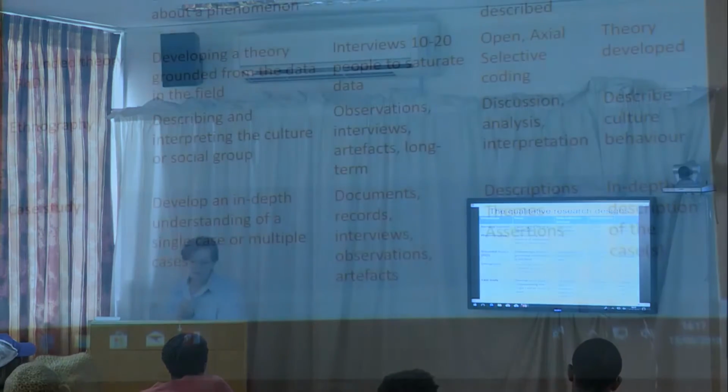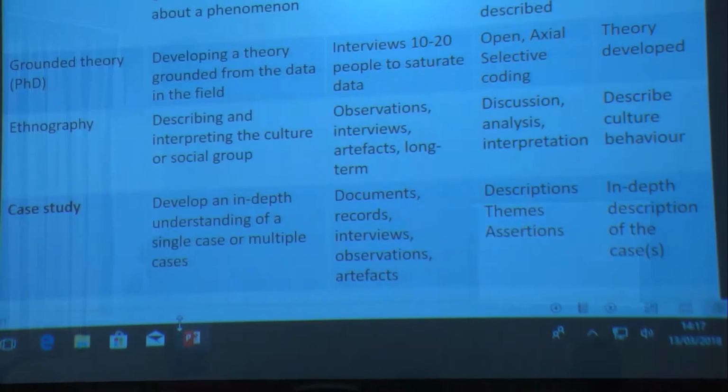So with ethnographic research, we can analyze the data by discussion analysis, and then we use interpretive data analysis, where we describe the cultural behavior. So none of you are going to do this research. Then we have case studies.